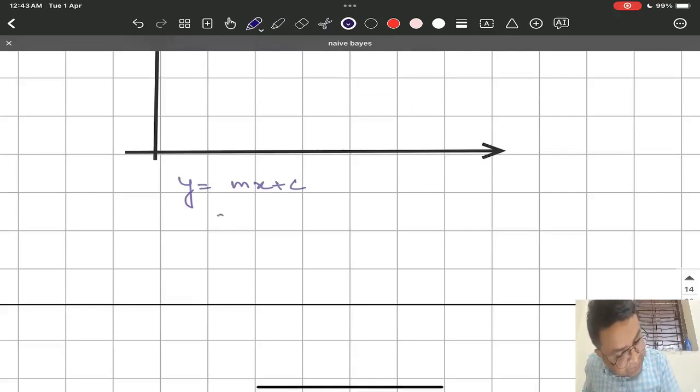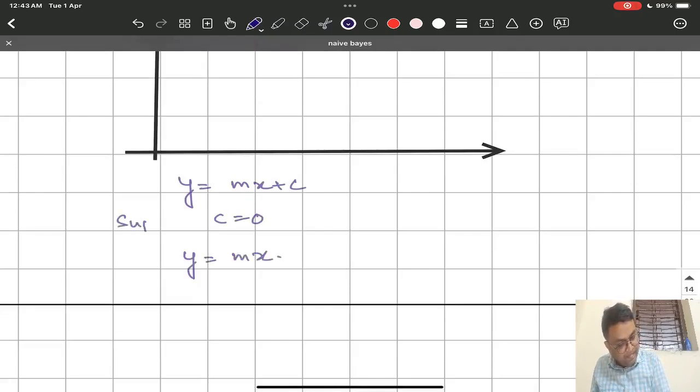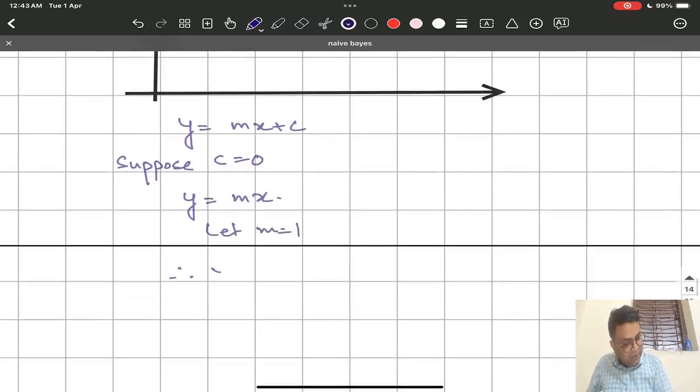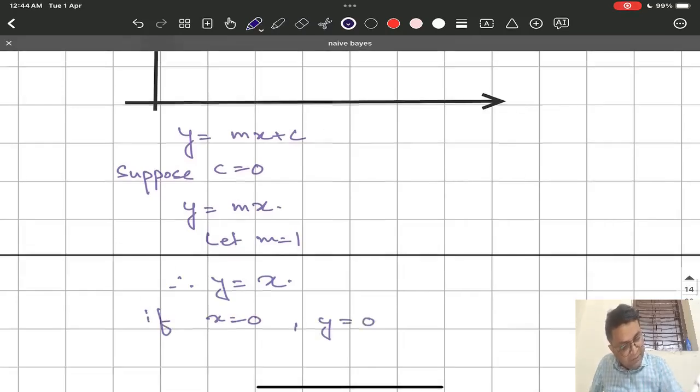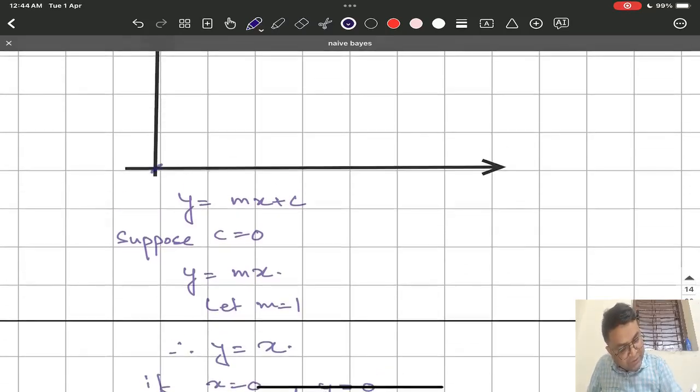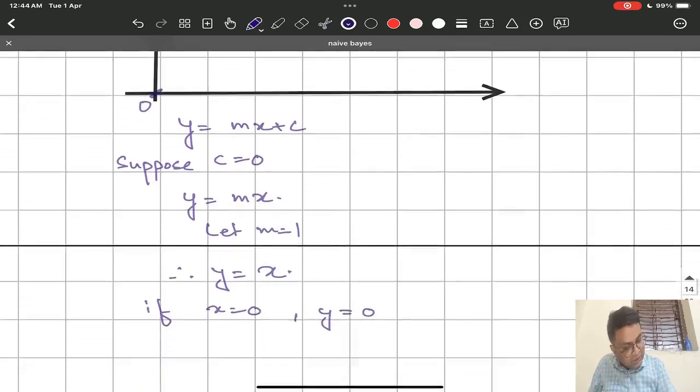Now c equal to 0. So y equal to how much? Mx. Suppose c equal to 0. So y equal to mx. Now let m equal to 1. Therefore y equal to x. Y equal to x मतलब if x equal to 0, then y equal to 0. That means it is passing through the origin. This one is the 0. Okay, it is passing through the origin.